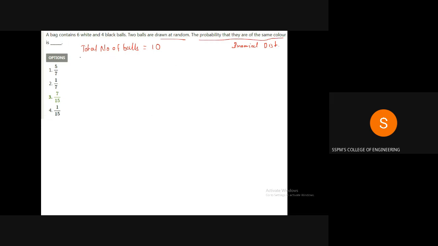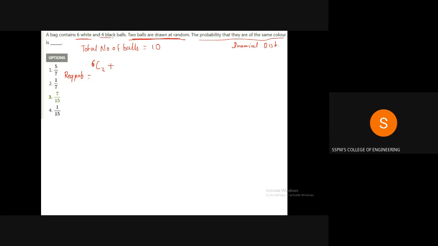How can we find that? They are of the same color. What is the probability of getting white balls? It is 6C2, isn't it? So the required probability will be like this: 6C2. There are 6 white balls, and we are drawing two balls at random. So the probability of getting them is 6C2.